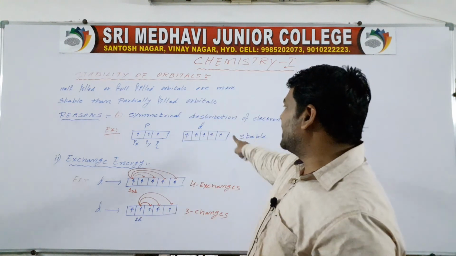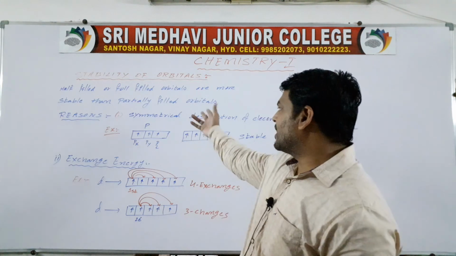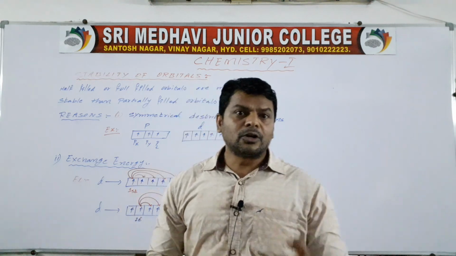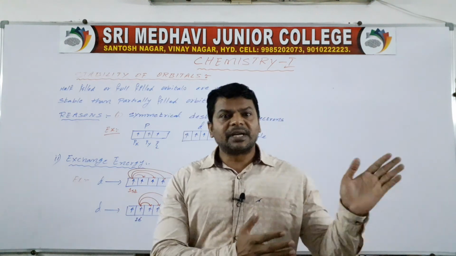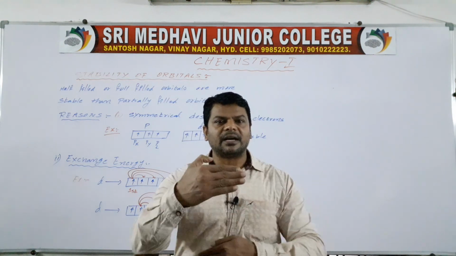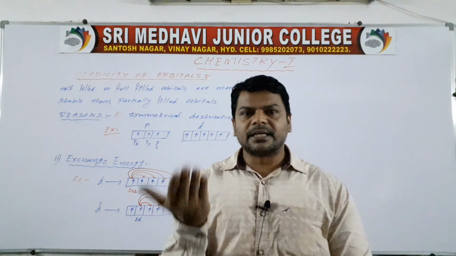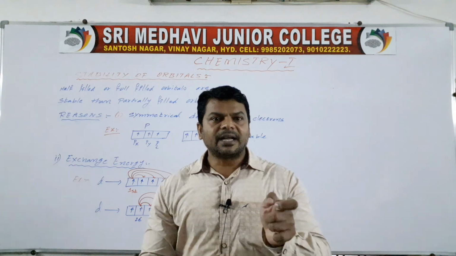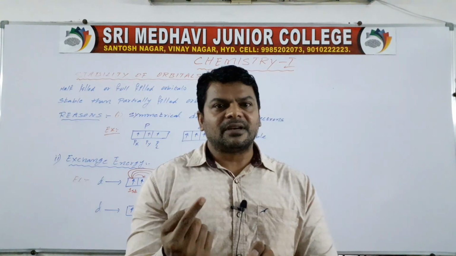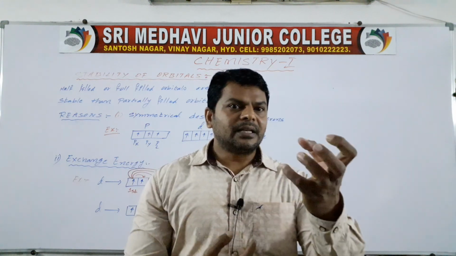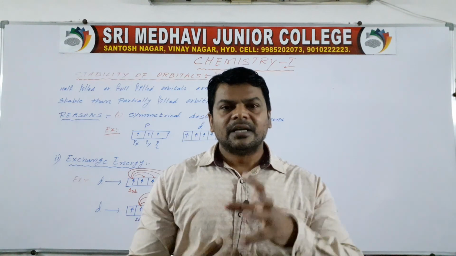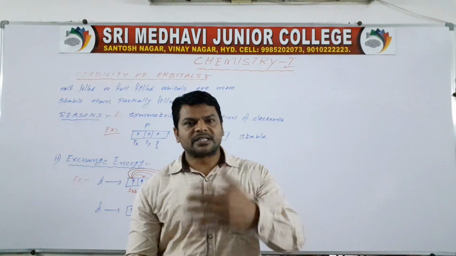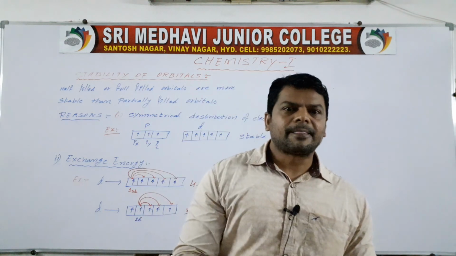Next, stability of orbitals. Half filled or fully filled orbitals are more stable due to two reasons. Symmetrical distribution of electrons: if all electrons are in one direction, then stability is more. Next, exchange energy: if one electron exchanges its position with another electron, then some amount of energy is released, and that is nothing but exchange energy. If exchanges are more, stability is more. Okay, bye.